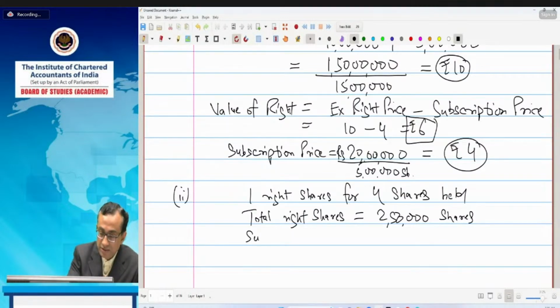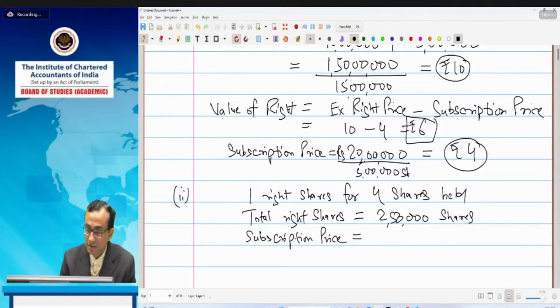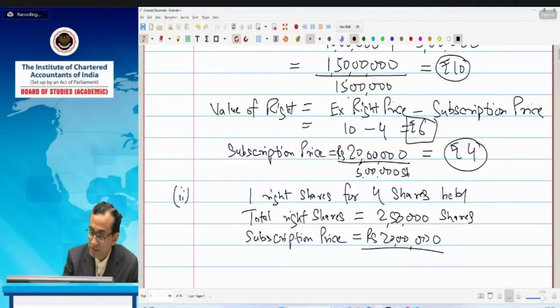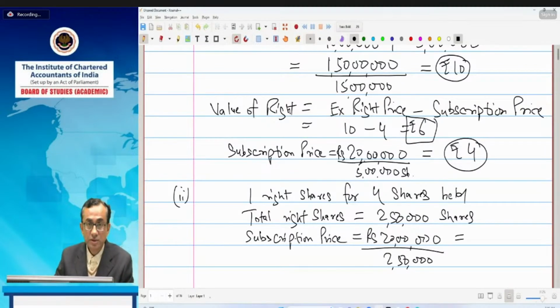Subscription price of right, what will be the subscription price? Total amount to be raised 20 lakh rupees divided by 2,50,000. Let us calculate it. 20 lakh upon 2,50,000 is coming to 8. Subscription price.